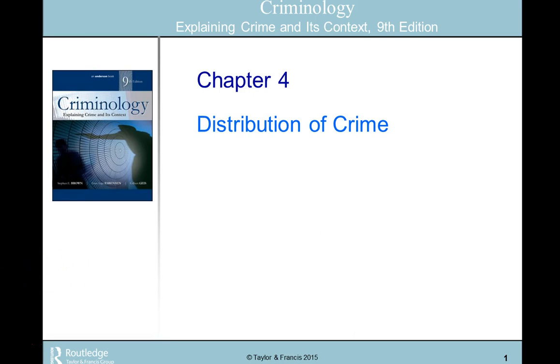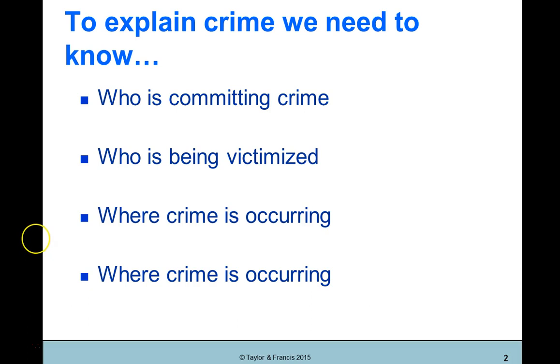But Chapter 4 is on the distribution of crime, and you should actually see this chapter in almost every criminal justice book you have in this program. There's always a portion of it within. So why do we explain crime? Or what do we need to know to explain crime? Who's committing it? Who's victimized? Where it occurred? When it occurred? By who? Geographic is great too.